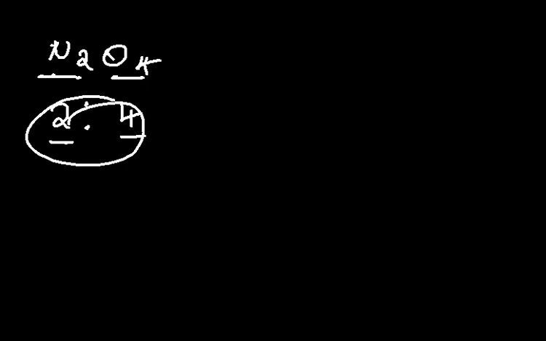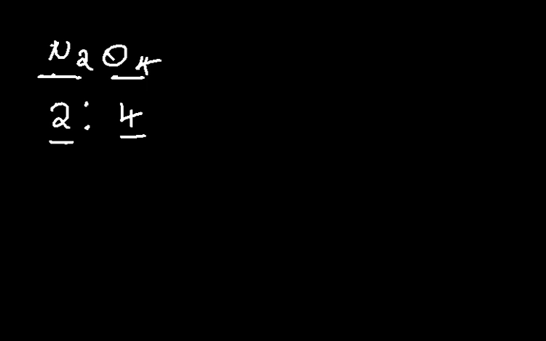Now, how many nitrogen atoms are here? We have two. And how many oxygen? We have four. What is the ratio of the nitrogen to the oxygen? The ratio is 2 to 4. This is what we call the molecular formula, because it shows the actual number of atoms of the elements present in a compound.